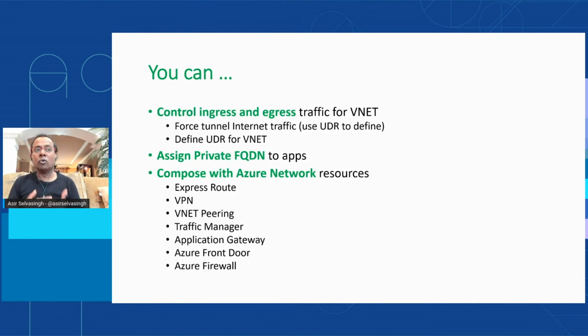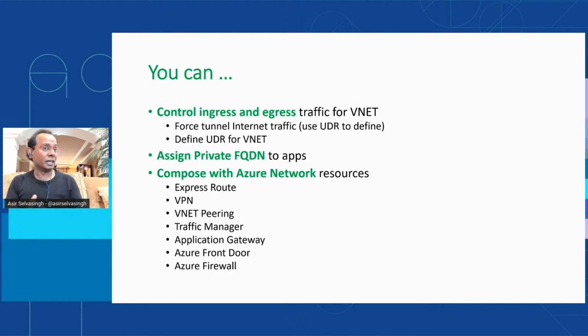You can also force tunnel your internet traffic. That's what I did in my arrangement. And you can define your own user-defined network routes for the virtual network. Now, for the Azure Spring Cloud, you may have many apps. You can choose to assign private FQDNs to some of those apps, right? Not all of them need to have an endpoint, depending on your business needs. And the entire arrangement you can compose with Azure network resources.